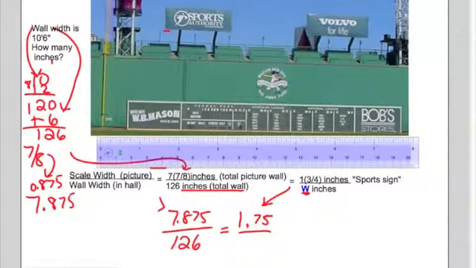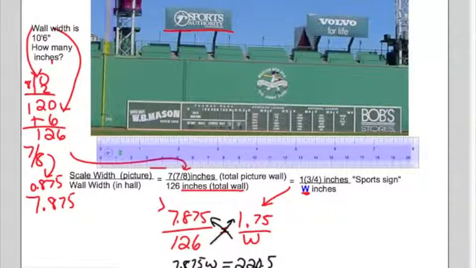So now you want to know what is your width in inches. So we're going to be measuring the sign here. We measured it as 1 3/4 inches. What is it actually going to be out on the wall? When you recreate that out on the wall, what is that going to be? So there's my unknown. Again, cross multiplying. This times this, this times this. So I get 7.875W equals 126 times 1.75. When I do that, I get 220.5.